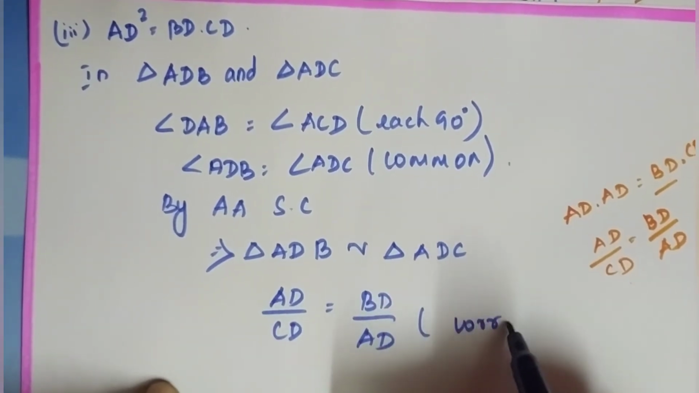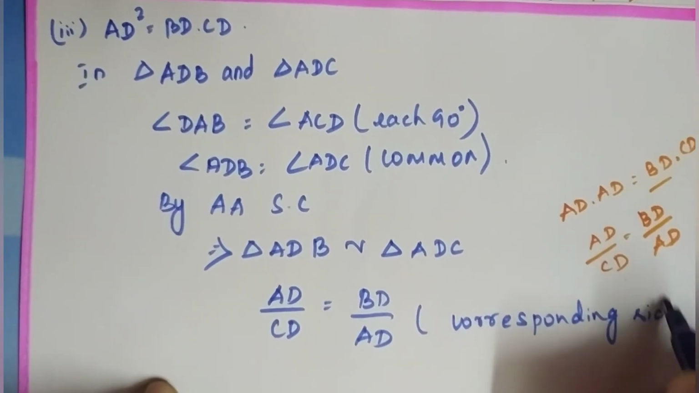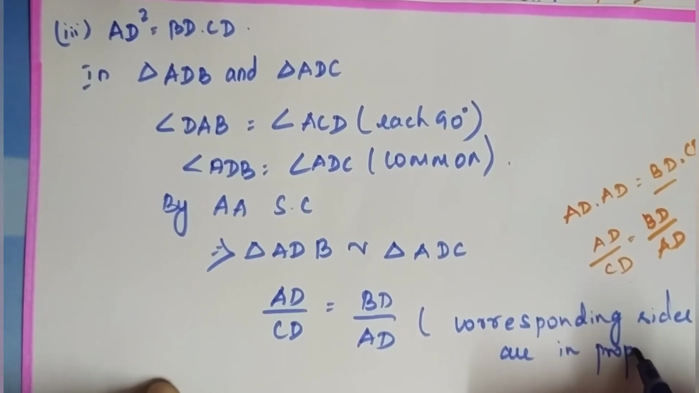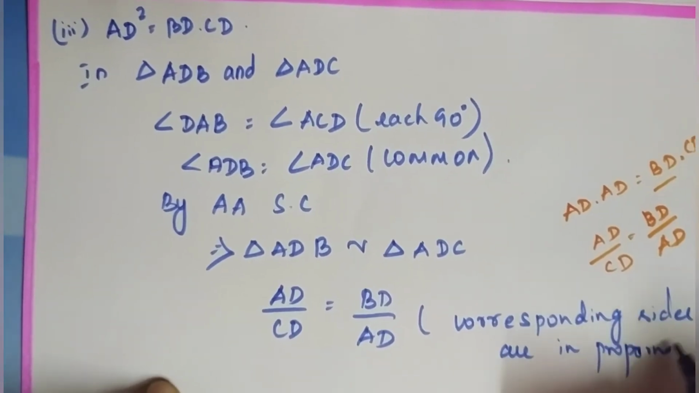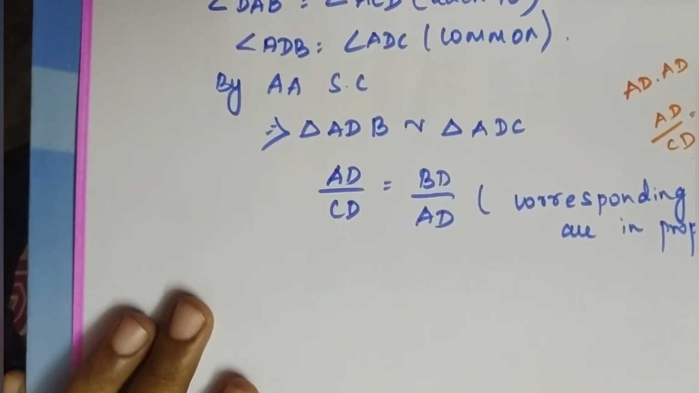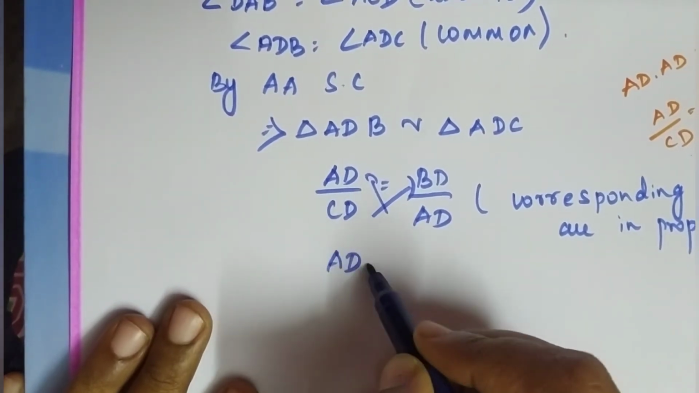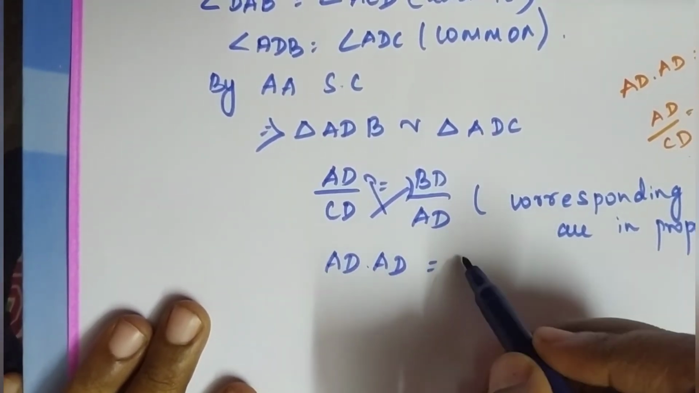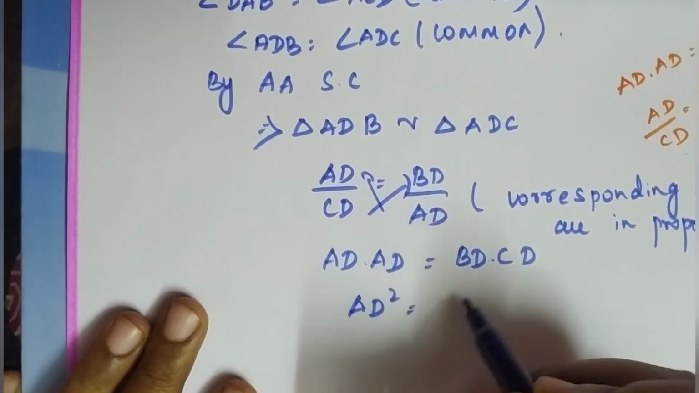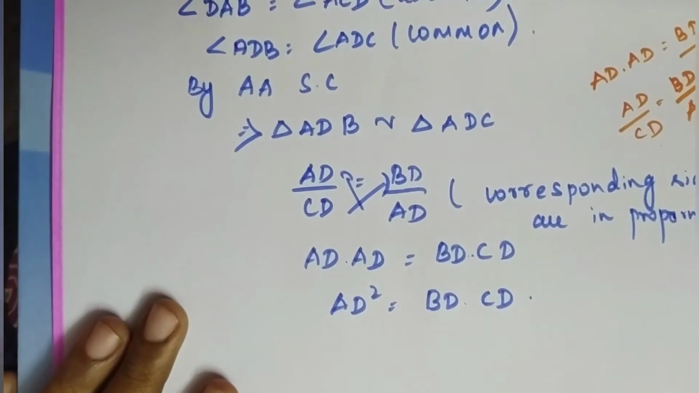That is, the corresponding sides are in proportion. Therefore, we can tell that, cross multiply it, AD into AD, BD into CD. AD square is equal to BD into CD. So now we proved the third one also.